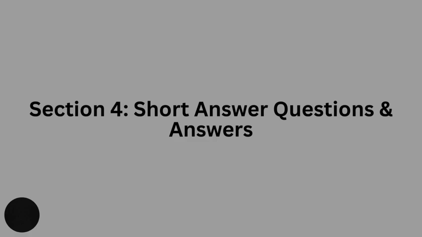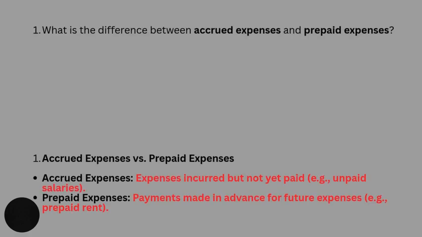Section 4, short answer question and answer. Let's explore the difference between accrued expenses and prepaid expenses. First, accrued expenses are expenses that have been incurred but not yet paid. A common example is unpaid salaries. Think of it as the costs that are recognized during a period but haven't been settled in cash yet.